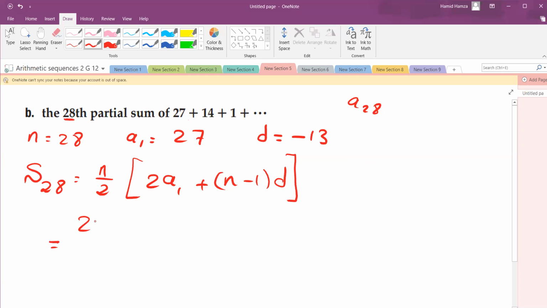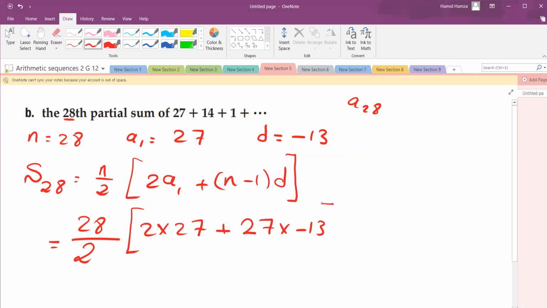So it will be 28 over 2 multiplied by 27 plus 28 minus 1, which will be 27, multiplied by d, which is negative 30.